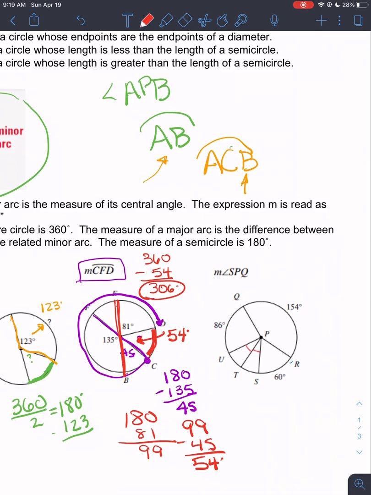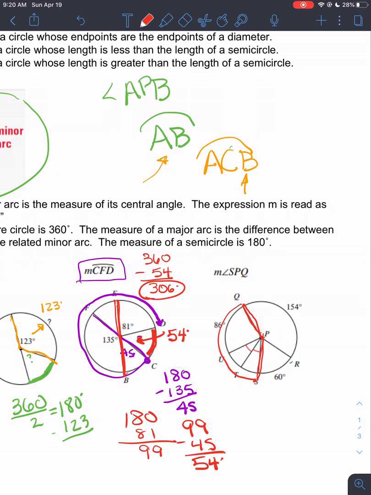This time we want an angle. We're looking for the measure of angle SPQ. So start at S, go to P, and then go to Q. So we're looking for the measure of that angle. So if we can find the measure of the arc it creates, it's called an inscribed arc, then we'll find the measure of that angle.